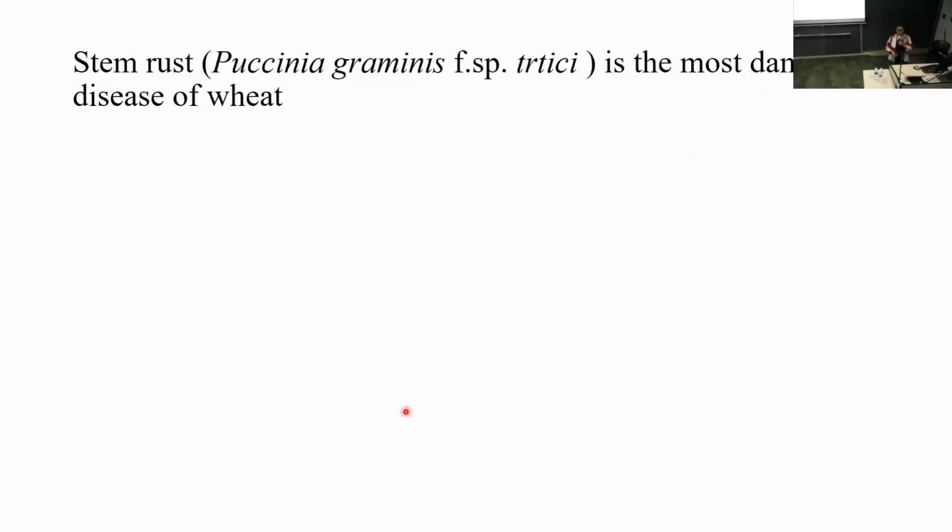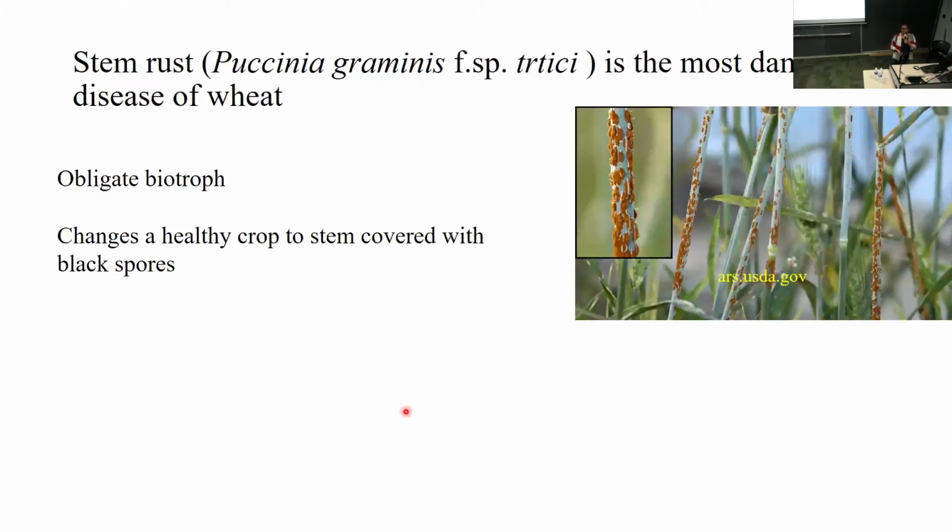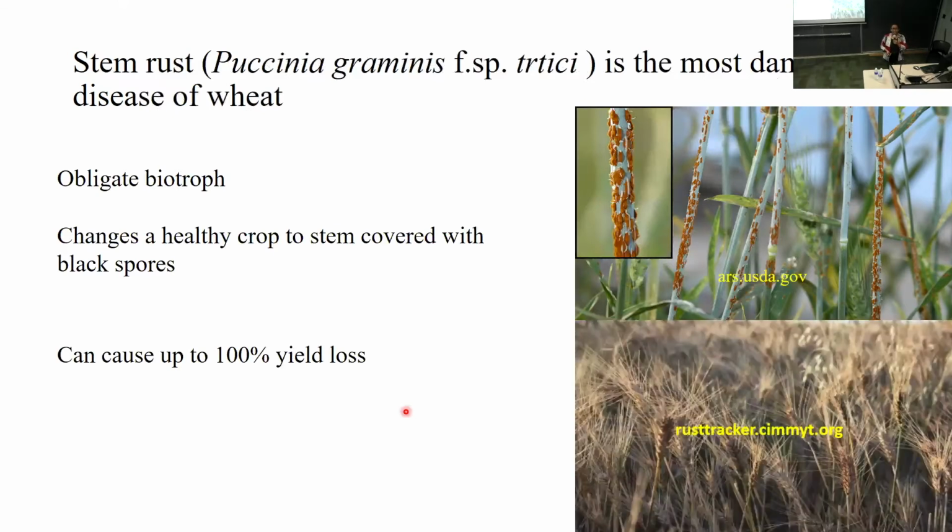Stem rust, caused by Puccinia graminis f. sp. tritici, is the most damaging disease of wheat. It's an obligate biotroph and changes a healthy-looking crop to stems covered with black spores in the weeks prior to harvest. It can cause yield loss of up to 100% under severe epidemics when a susceptible variety is grown. This picture was taken in Ethiopia in 2013-14 during an epidemic which caused 100% yield loss on a popular variety called Digalu, due to the emergence of a new race.